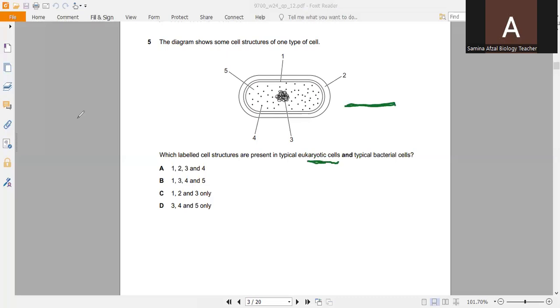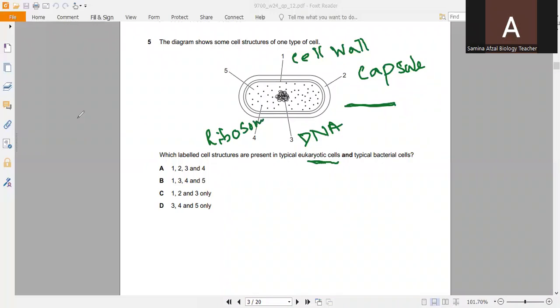Here they have shown a bacterial cell, and at number 1 there is the cell wall. At number 2 there is the capsule, the slime capsule. At number 3 is DNA or hereditary material. Number 4 is ribosome. And number 5, you can see there is cytoplasm.